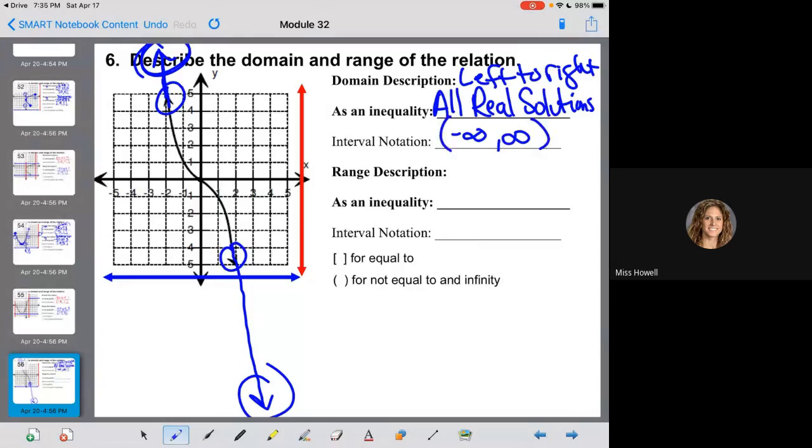Now, same thing for bottom to top. This goes on and on and on forever. It starts as low as -infinity and goes all the way up to +infinity. So again, this would be all real solutions here, and it would go from -infinity to infinity.